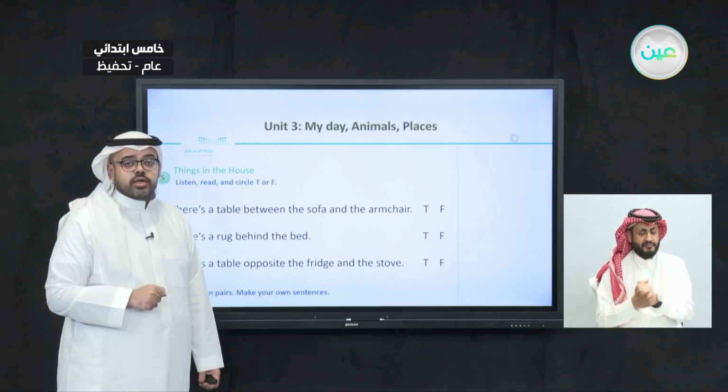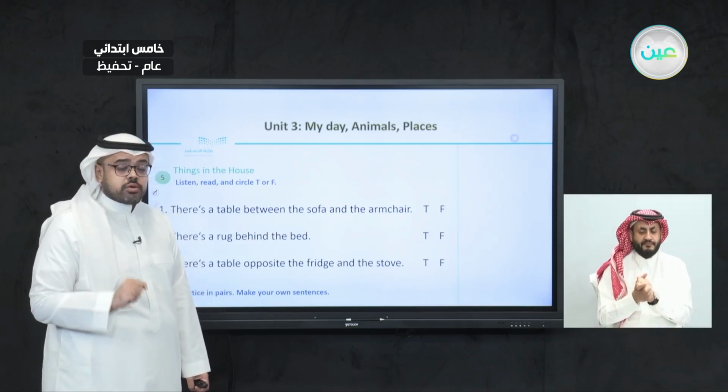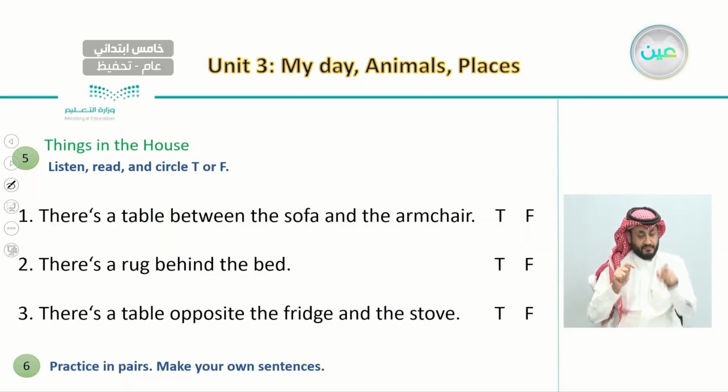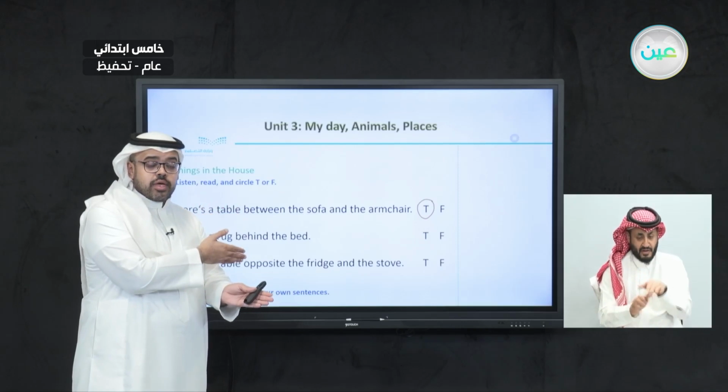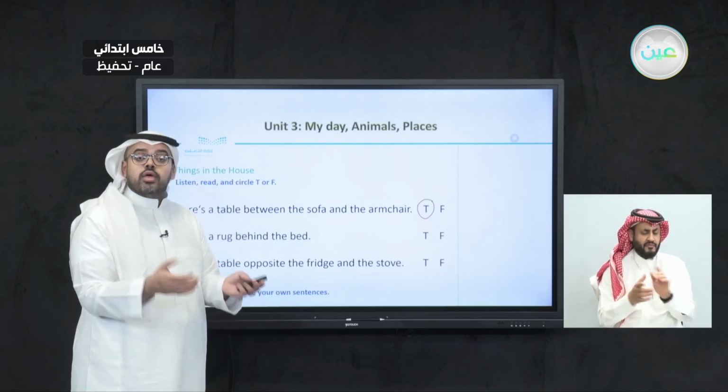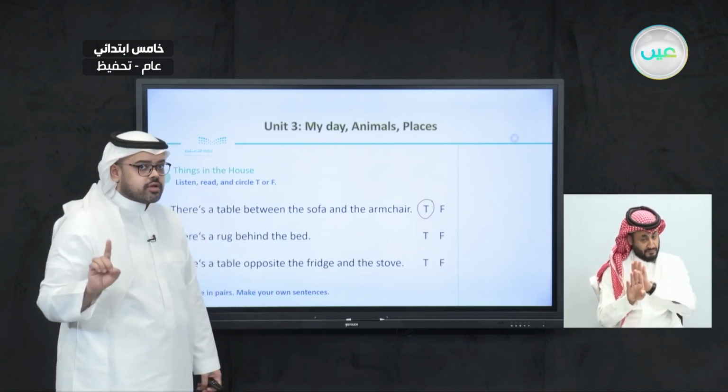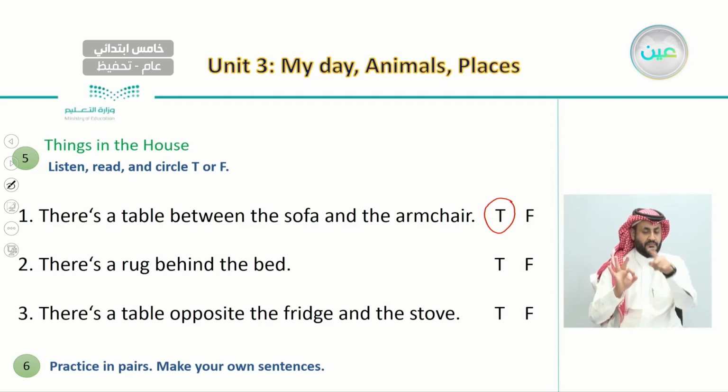So what do you think? Of course there is. So here we need to circle T. Number 2, there is a rug behind the bed. So you can see a rug and you can see a bed. Can you tell whether this rug is behind the bed or next to it? It is next to it, it's not behind. So here we say that this sentence is false.